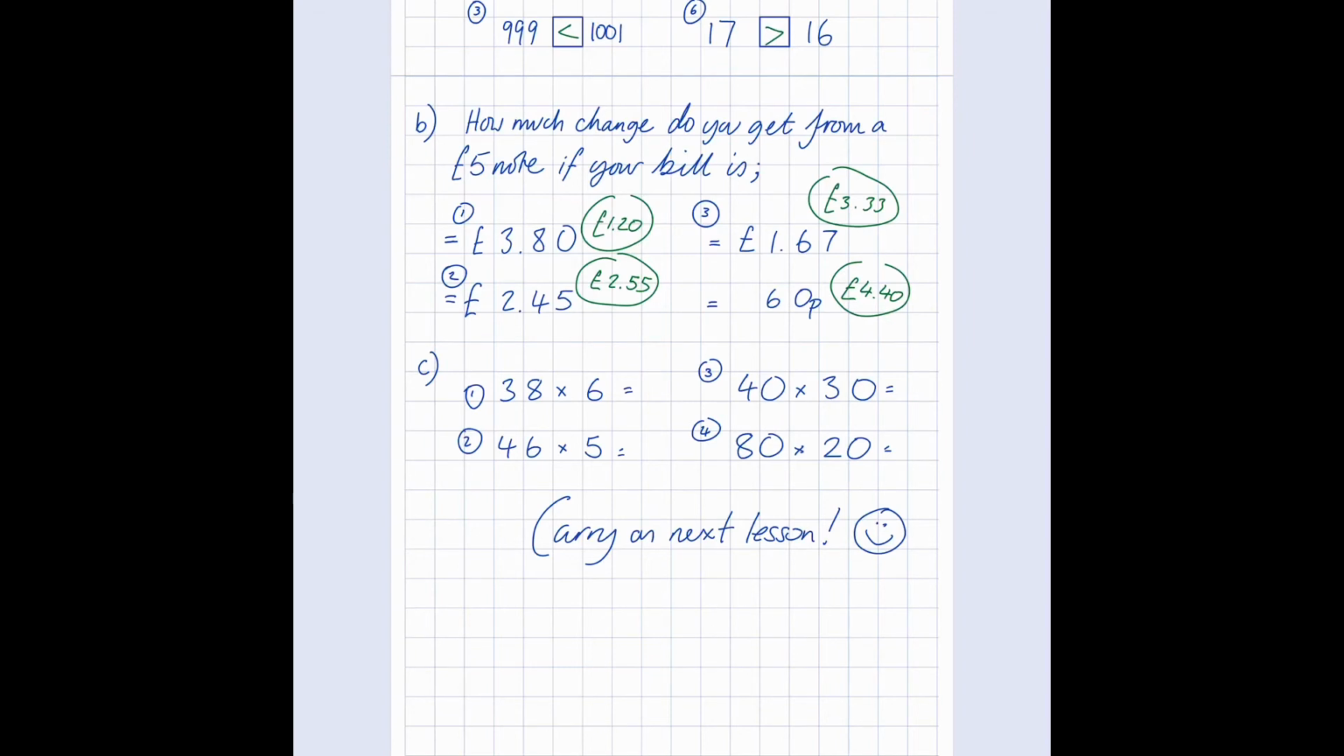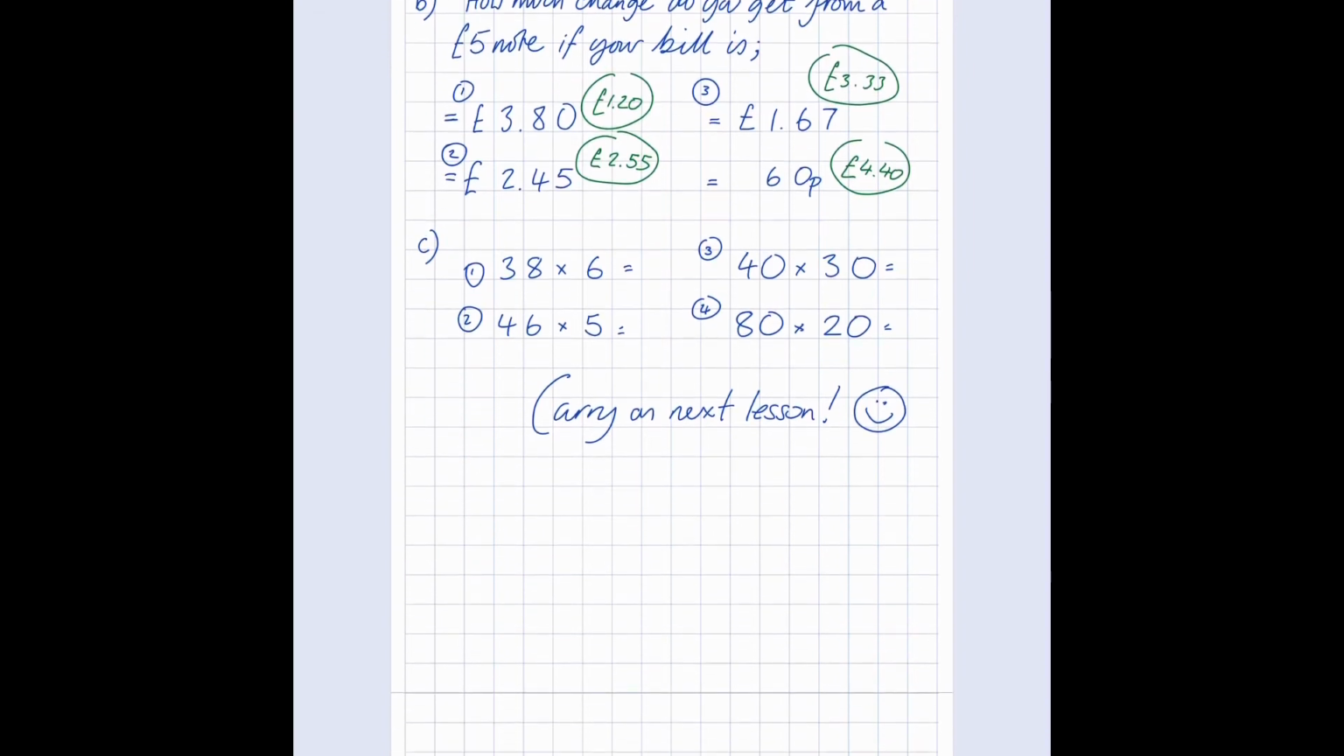And for the next ones, for C, I'm going to do them underneath here. First one, we get 38 times 6. So we get 48 there. 6 3s are 18. Add the 4, sorry. Get 228 for that one. Number 2, 46 times 5. 5 6s are 30. 5 4s are 20. Add the 3, 23, so 230.